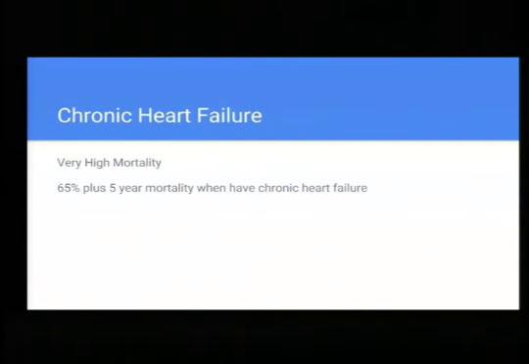So, chronic heart failure. Steve wanted me to put a picture of Stella up here for all you guys that remember transporting her. She was the picture of chronic heart failure. 65% 5-year mortality in chronic heart failure. So these patients don't do well, with higher survival in a lot of cancers than CHF.